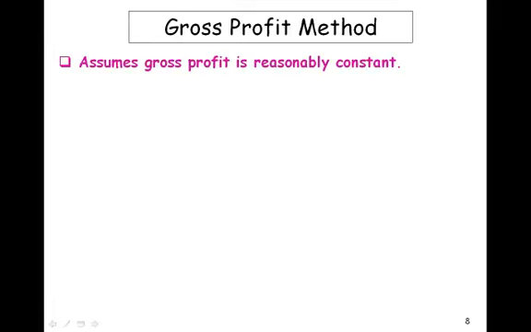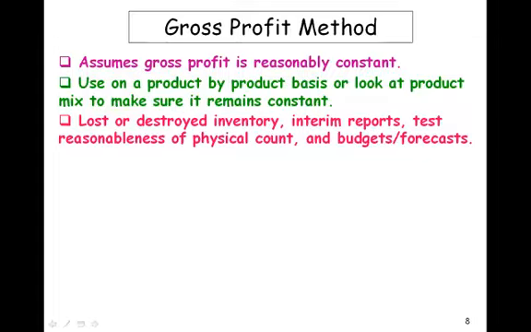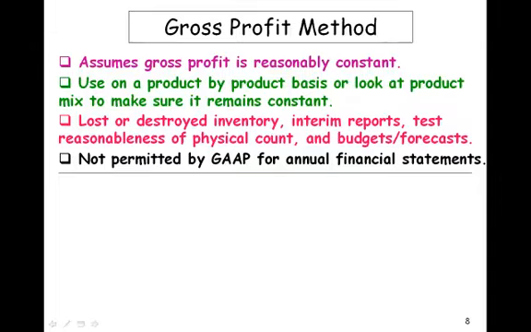Therefore, this method assumes that the gross profit is reasonably constant and that the past is a strong indicator of the present. If the gross profit for the total inventory is not constant, it might be necessary to use this method for individual products or a product mix that has a constant gross profit. The following are reasons for estimating ending inventory. GAAP does not permit the gross profit method to be used to estimate ending inventory for annual financial statements.